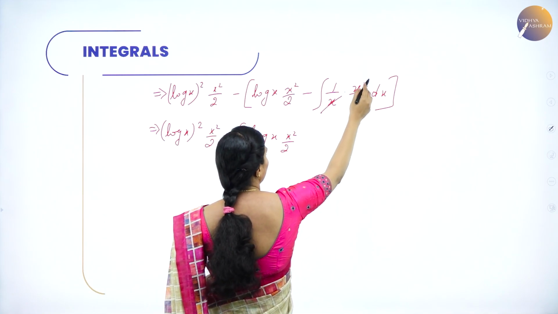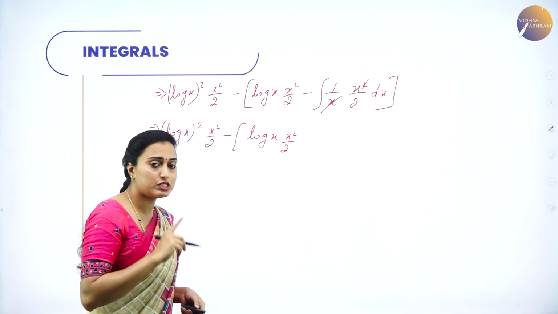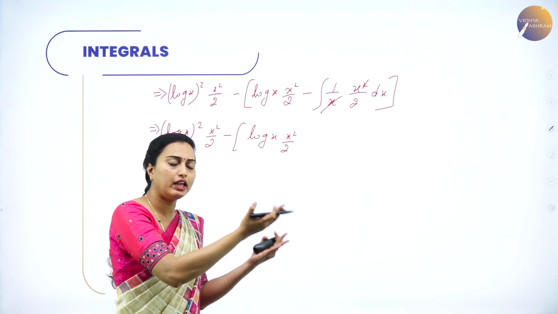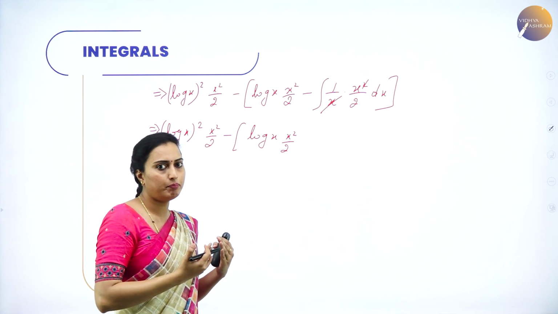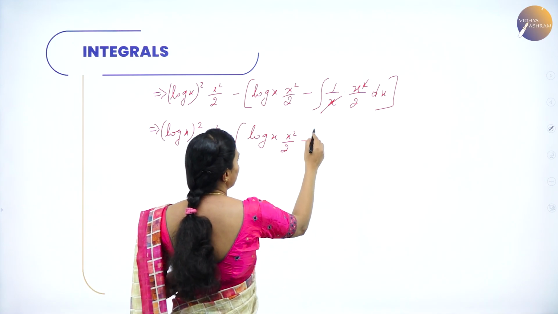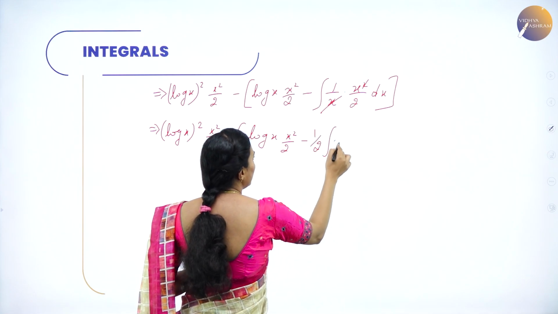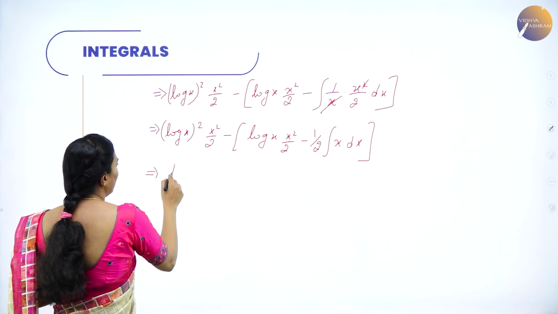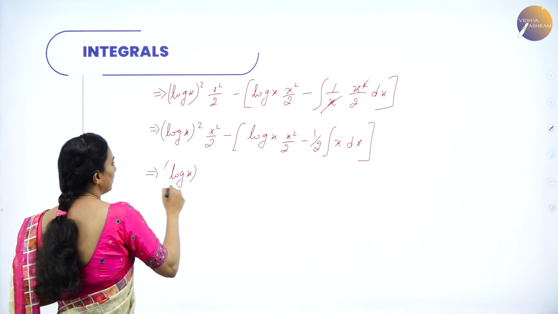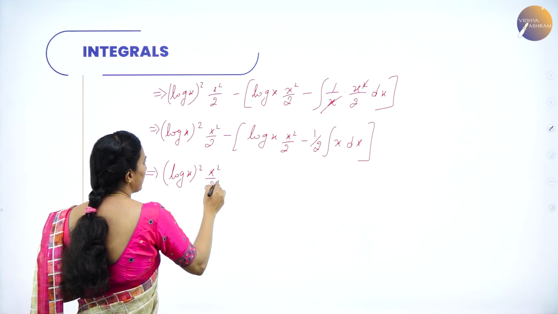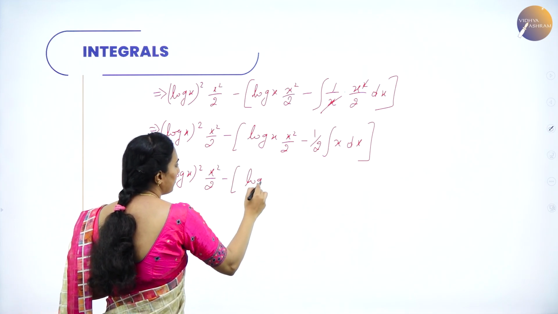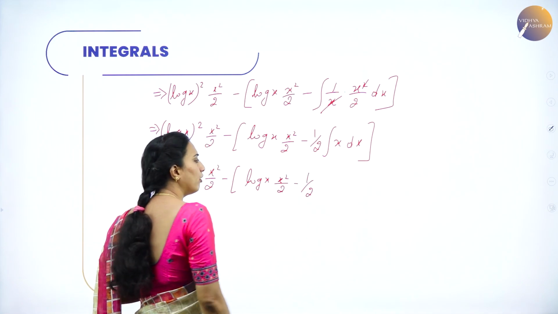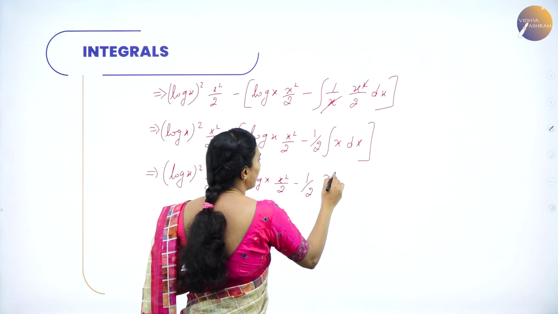Now here the x term will get cancelled. Remaining is x by 2, but 1 by 2 is a constant. When it is a constant along with the variable, we can take the constant outside the integral, isn't it? Therefore, by taking minus 1 by 2 outside the integral, remaining is nothing but x into dx. Now further simplification gives you log x whole squared into x squared by 2 minus log x into x squared by 2 minus 1 by 2 into, what is integral of x? Integral of x is nothing but x squared by 2.